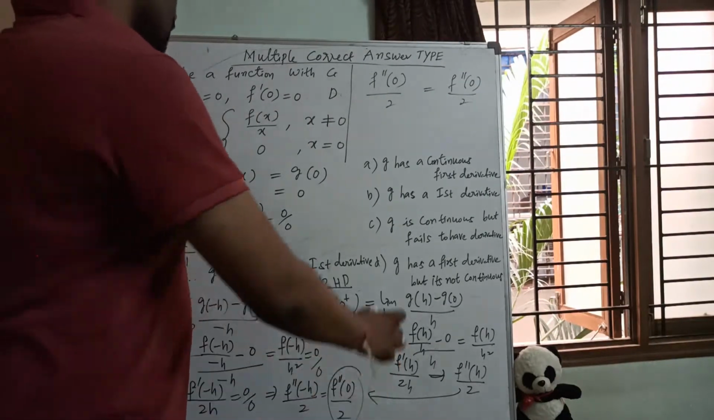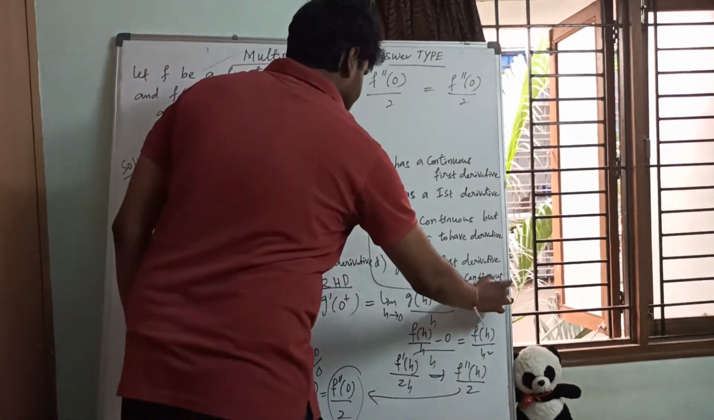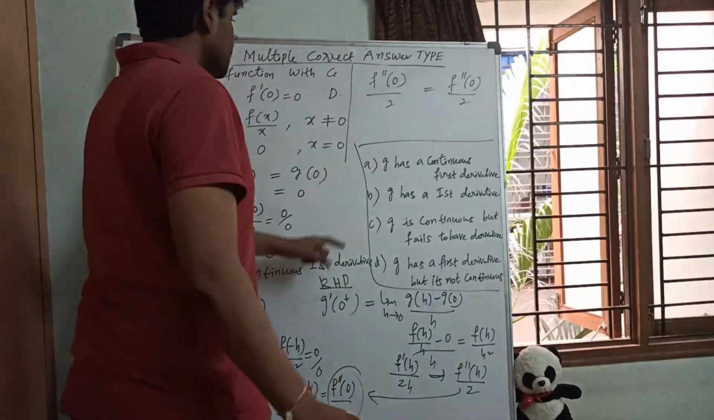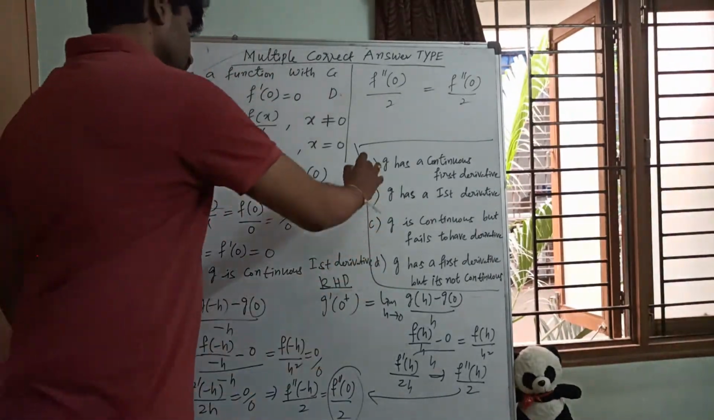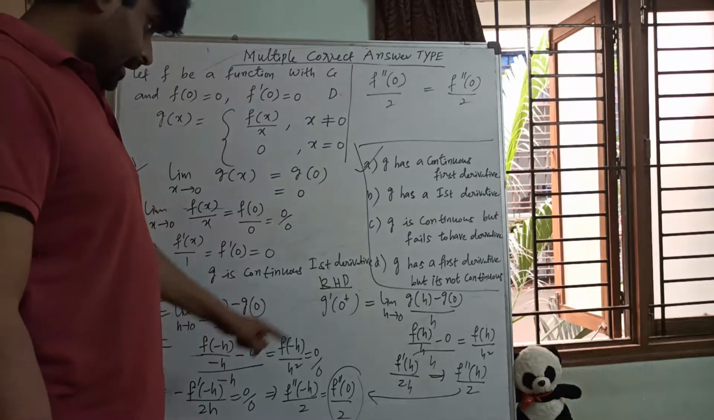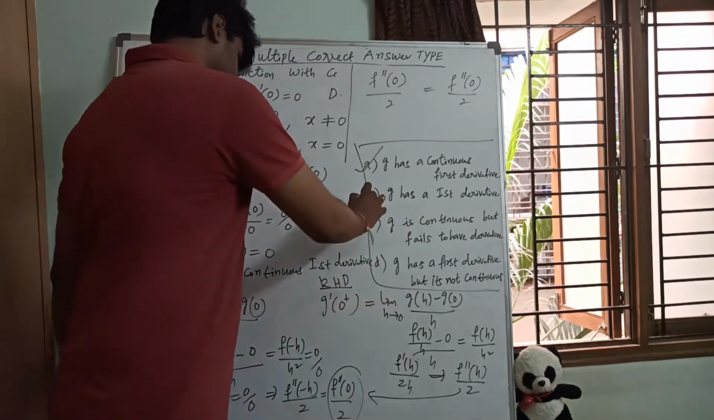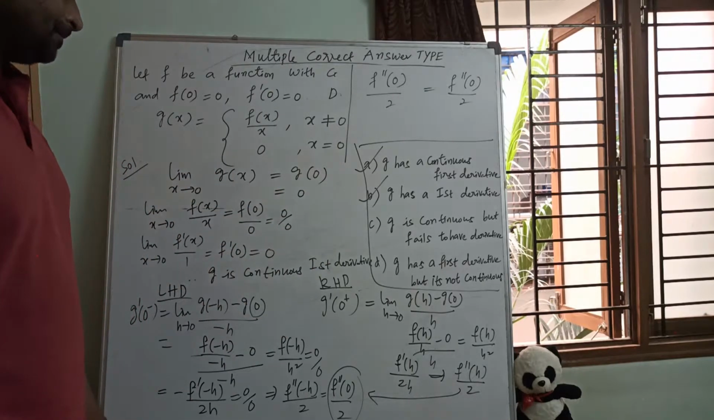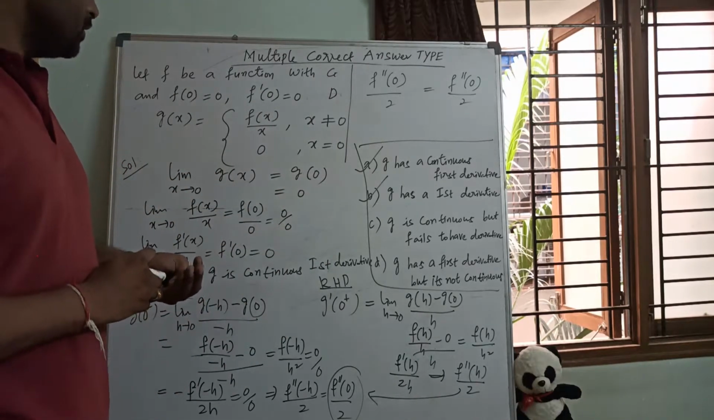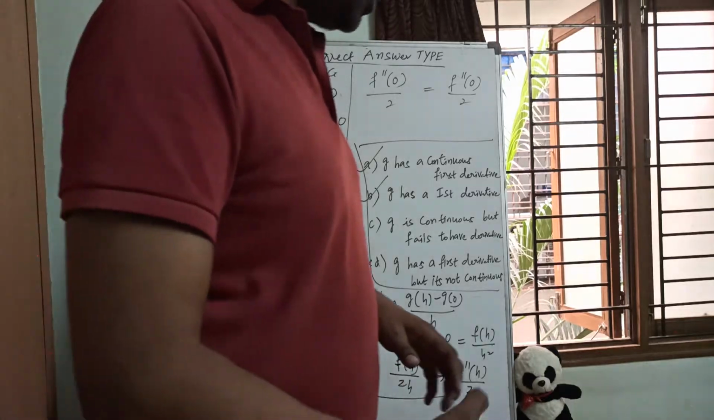That means, which of the following options are correct here? g has a continuous first derivative. Yes, the first option is correct. And g has a first derivative. Yes, correct. So these two options are correct. Right? So pause the video and you can copy it. Hope you have understood.